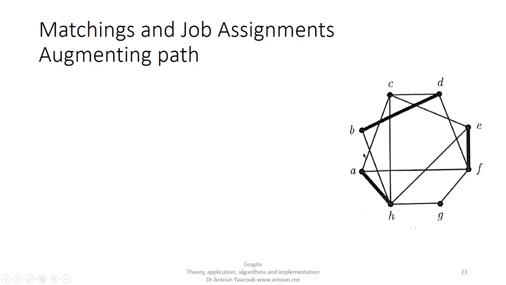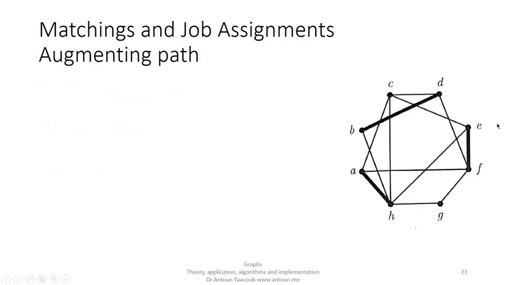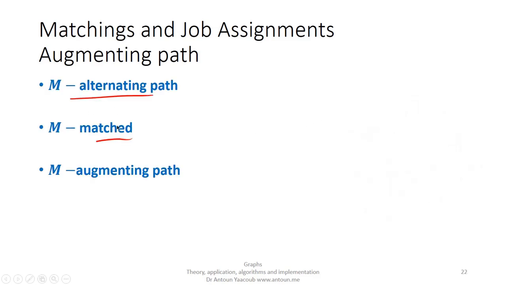We also have the notion of a matched vertex. A vertex is called matched, or sometimes saturated, by the matching M if the vertex is incident with one of the edges of M. For example, E is matched, F is matched, G is not matched because it is not covered in our matching M. If it's matched, we call it matched or saturated. If it's not matched, we call it unmatched or unsaturated.